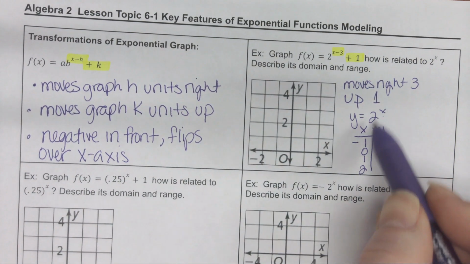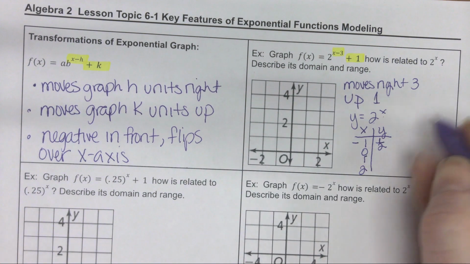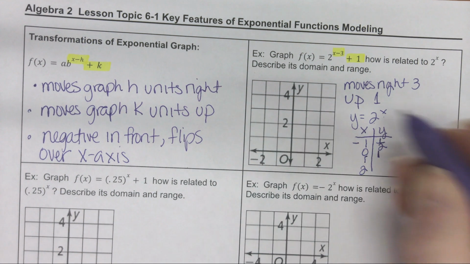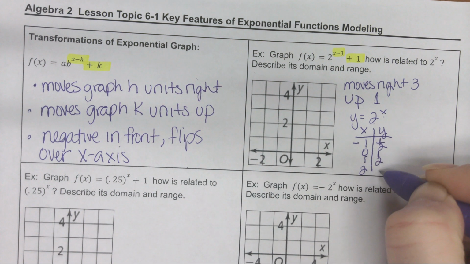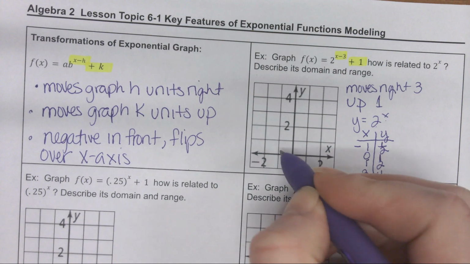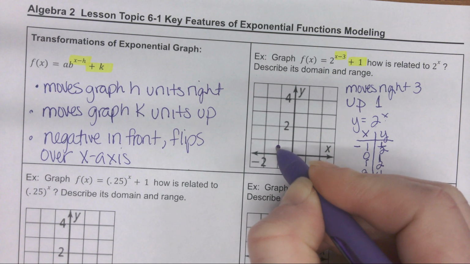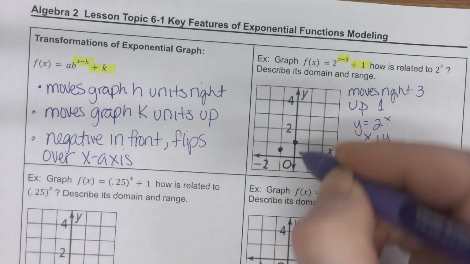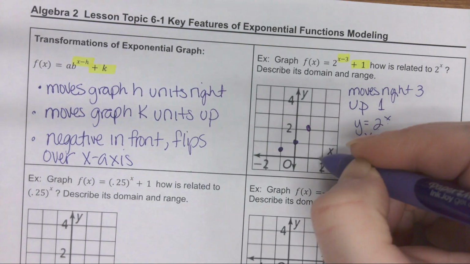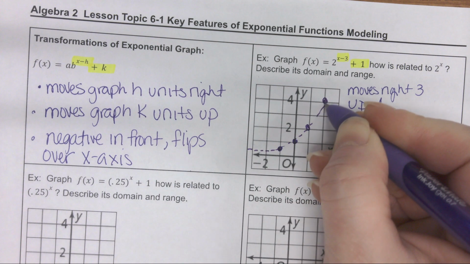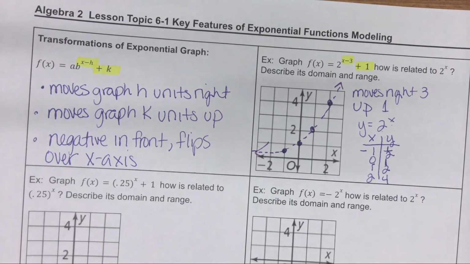What's 2 to the 0? Anything to the 0 power is 1. 2 to the first is 2. 2 to the second is 4. I label those points. So here's negative 1 and 1/2. Here's 0, 1. Here's 1, 2. And here's 2, 4. I'm going to graph this with a dashed line because that's not really the graph that I'm doing here. That's the graph of 2 to the x.